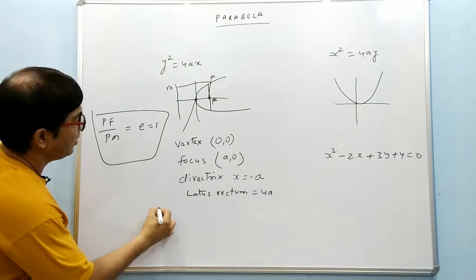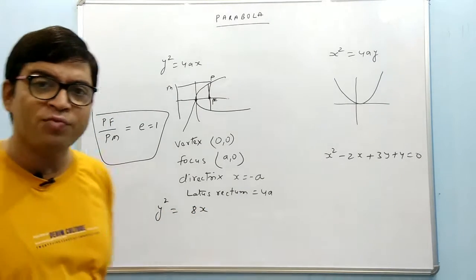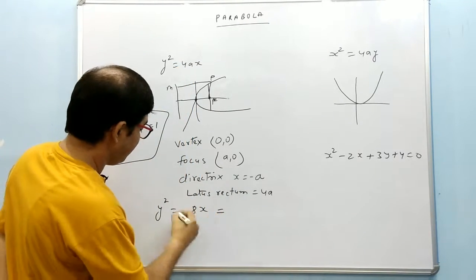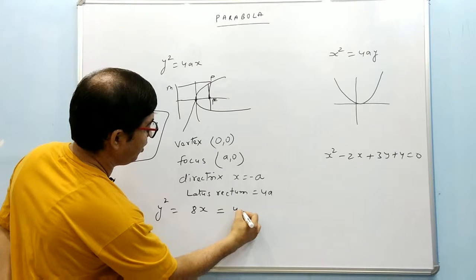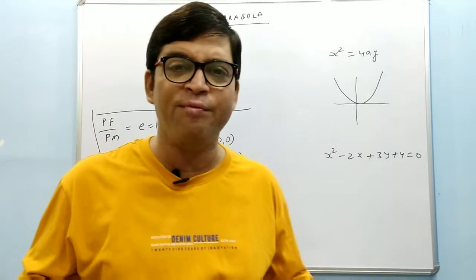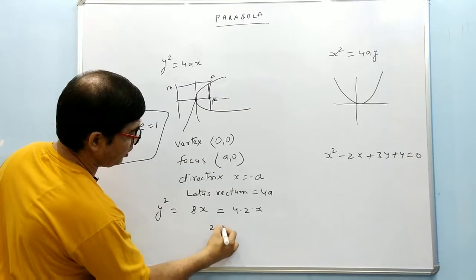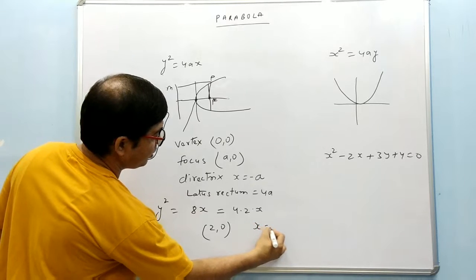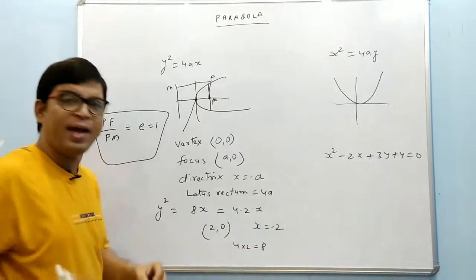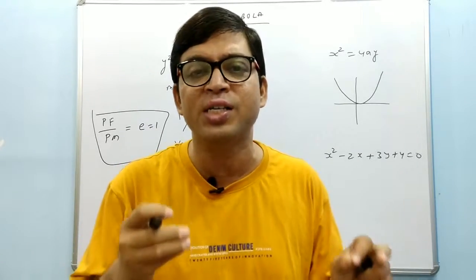Suppose somebody is telling us that equation is y square is equal to 8x. Can you predict the parts of the parabola? Easily. We can just write in the standard fashion. So it will be 4 into 2 into x. So we got the value of a. Once we got the value of a, we know everything. Only a is to be known. So we can say focus is what? 2, 0. Directrix is what? x is equal to -2. Length of latus rectum is what? 4 into 2. That is 8. So we can find every part of the parabola if the equation is known.